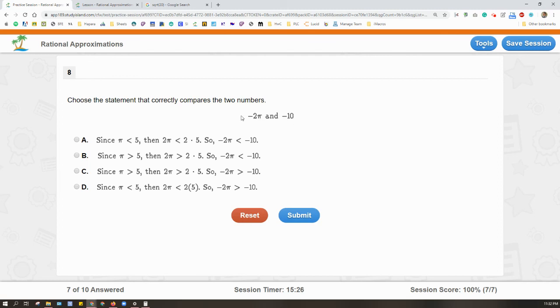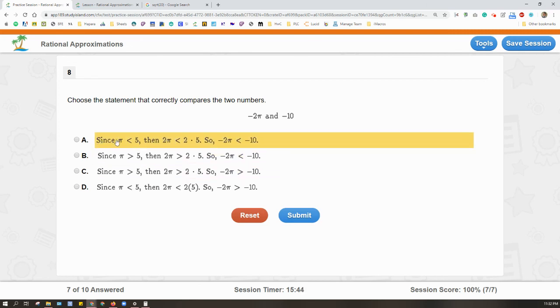Remember, if you're in the negative side of the number line, you want to be closer to 0 to be greater. So negative 2 times pi is greater than negative 10. Let's look over here. Since pi is less than 5, which is true, right? Pi is less than 5. Let's just look at the very first of all of these. Pi is less than 5. So B and C are out.